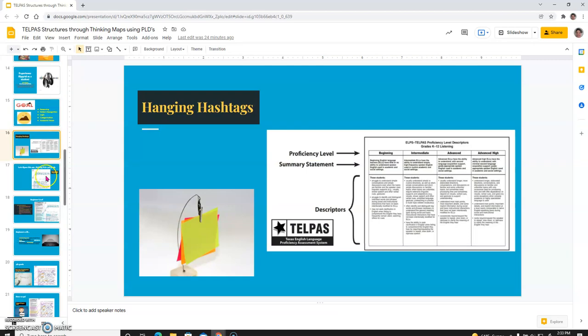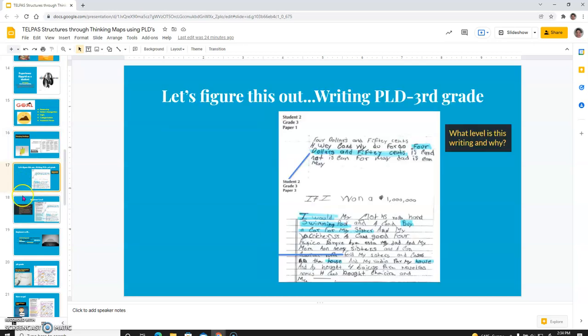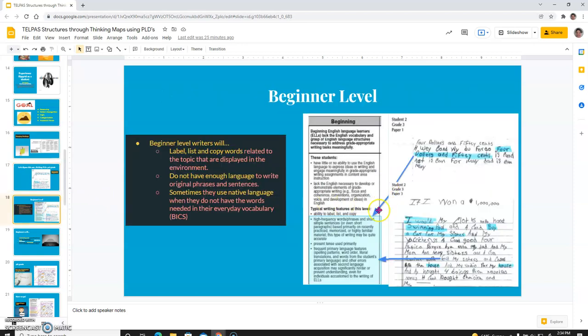So in this next piece, hanging hashtags, this is where we dive into PLDs. This gives the introduction to PLDs, and I asked teachers on a sticky note to explain to me what's one thing that they understand about PLDs and what's one thing that they would like to clarify. The main piece that they don't understand is that they're always stuck between two levels and they don't know which way to go. And so with the next few slides, we have these writing samples that Region 1 shared with us, and of course the answers.